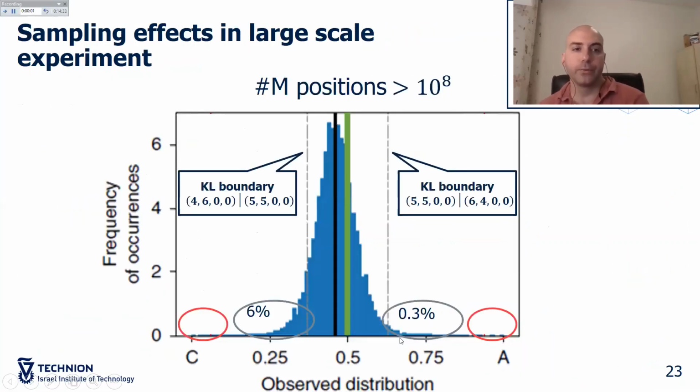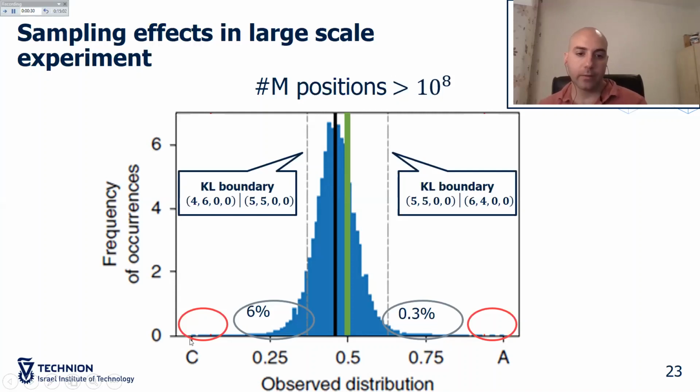And if we want to discuss the performance of our system, we can see that if we look at all hundreds of millions of positions that contained an M, the distribution of frequencies, or ratios, that we saw was shifted a little bit from the 1-to-1 ratio that we expect, shown in this green line.